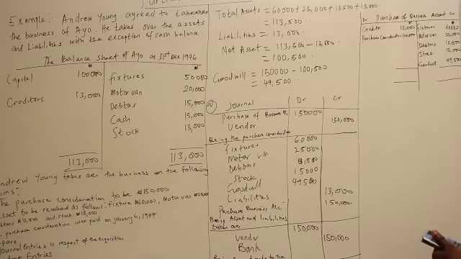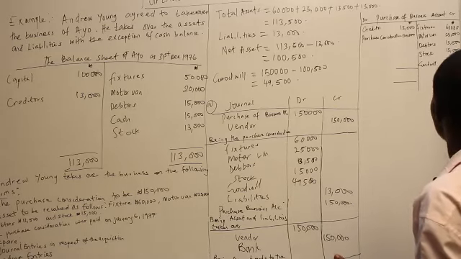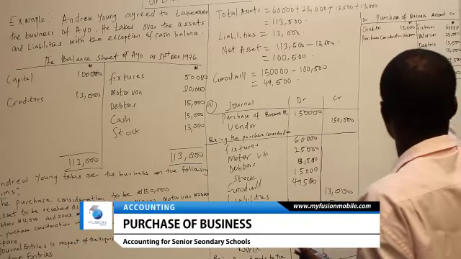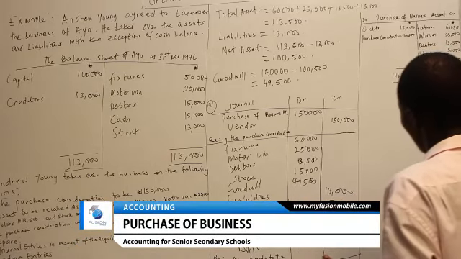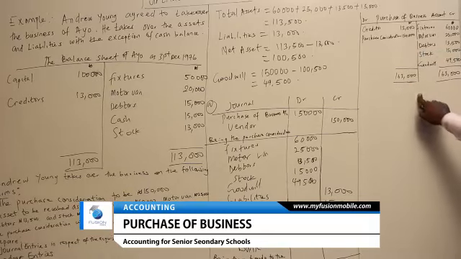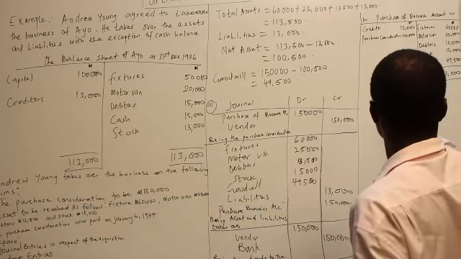So we have 60,000 naira plus 25,000 naira, plus 13,500, plus 15,000 naira, plus 49,500. So we have 163,000, and this is 163,000 also. So that is all about the purchase of business account. So we have a balanced account. Now the next thing is to prepare the vendor account.